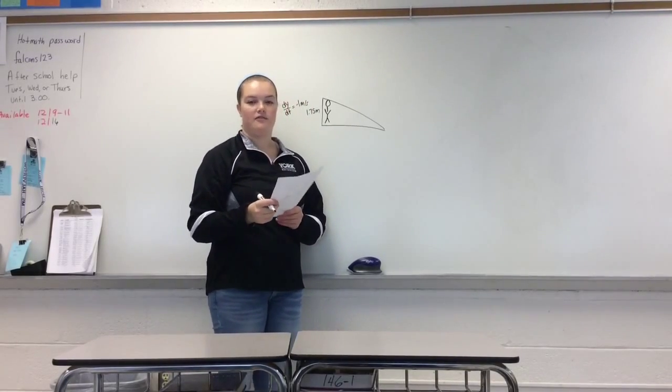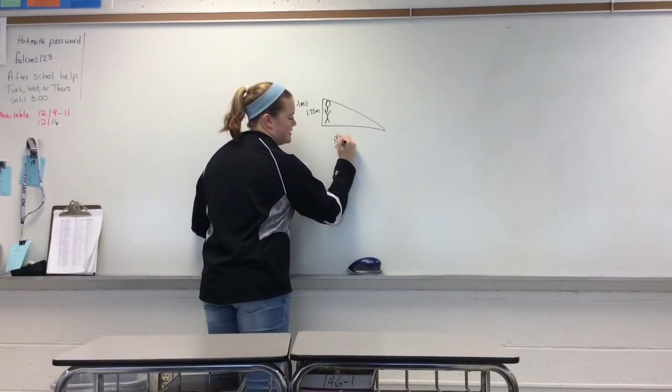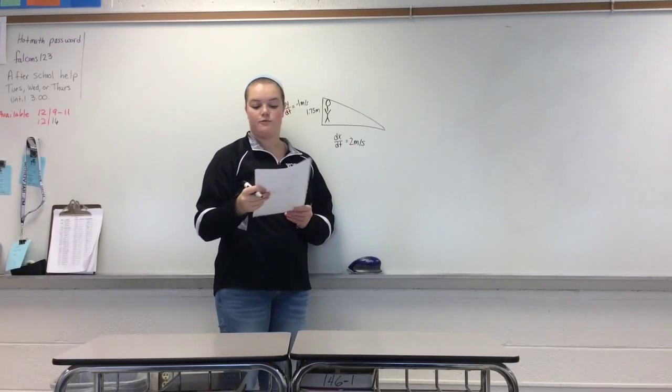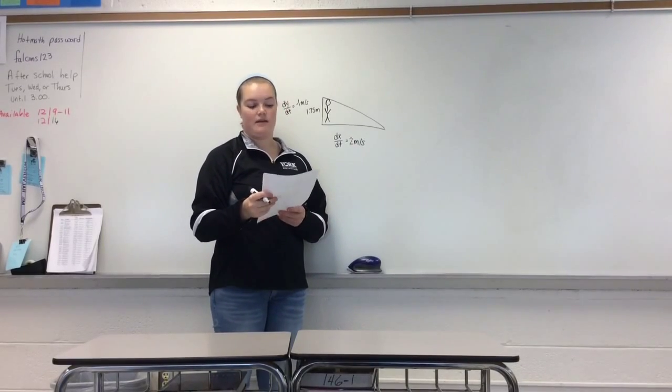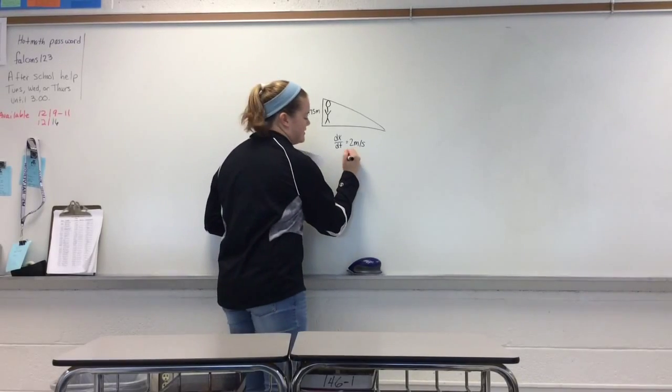If the swimmer is swimming away from the coach at 2 meters a second, which is our change in x, dx over dt, what is the rate of change of the distance of the kickboard when the swimmer is 10 meters away from the coach? So that's our x.